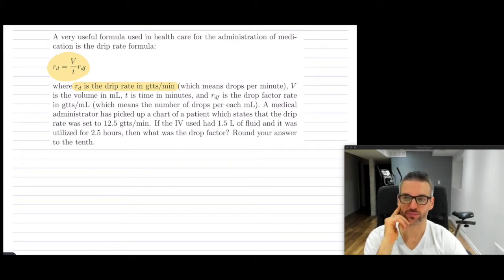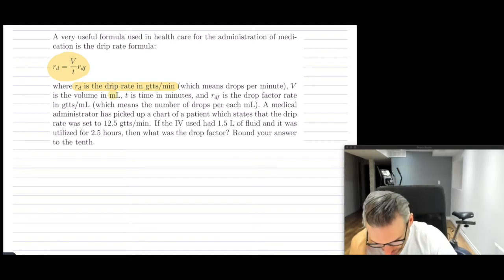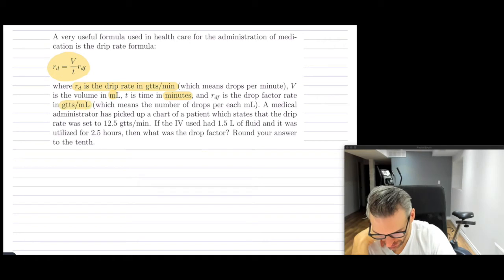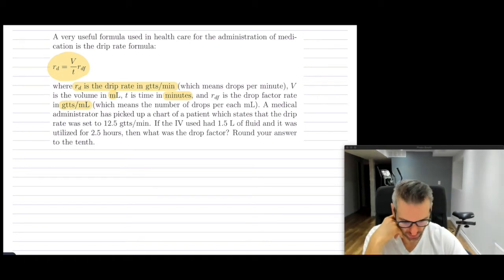V is volume, and notice it's in milliliters. That one is kind of standard. T is time, and this one is in minutes. We do want to know what the units are so that we're consistent in our question. And RDF is the drop factor, and that one is drops per milliliter. Okay, so that's what we have there.